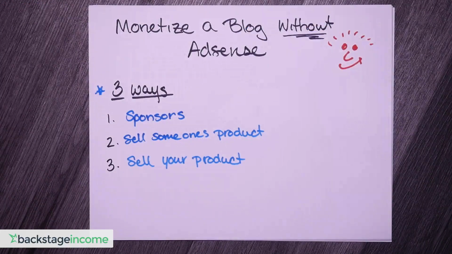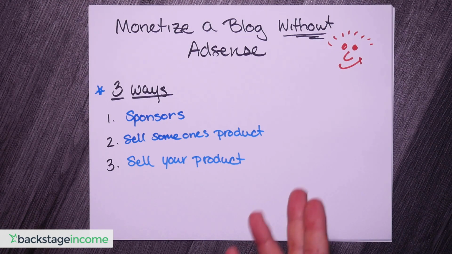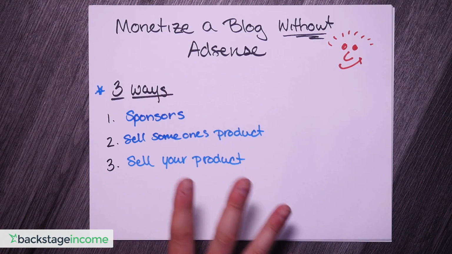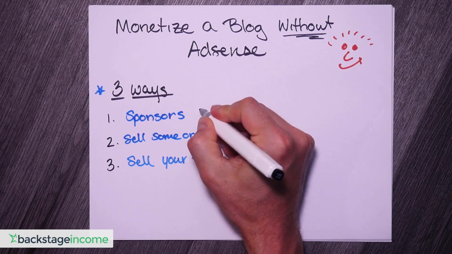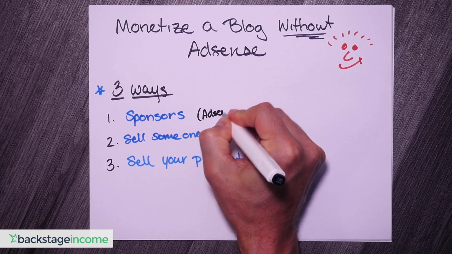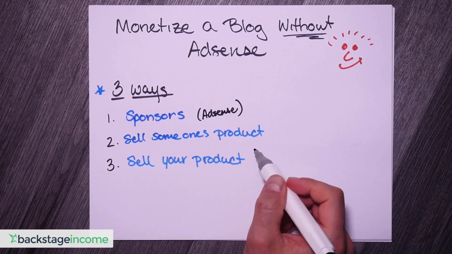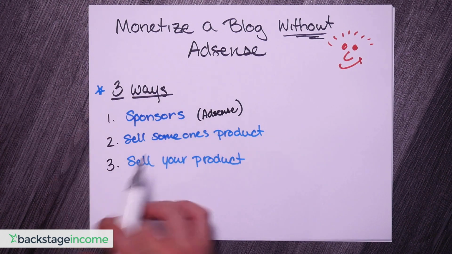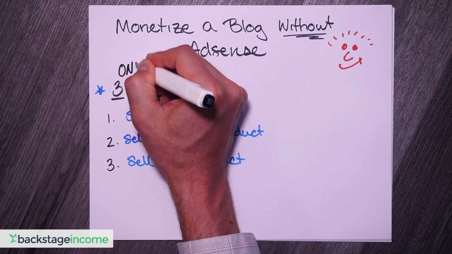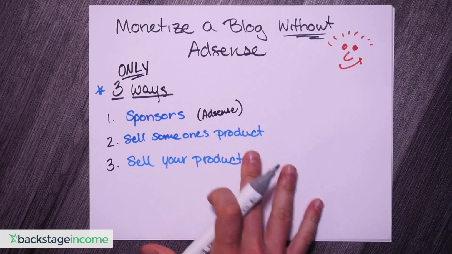Now, let's get into our core topic today, which is monetizing a blog without AdSense. So there's kind of three ways to make money online. You're going to be making money online either through sponsors, which is your AdSense, okay? You're going to sell someone else's product or sell your own product. So those are the only three ways you make money online.